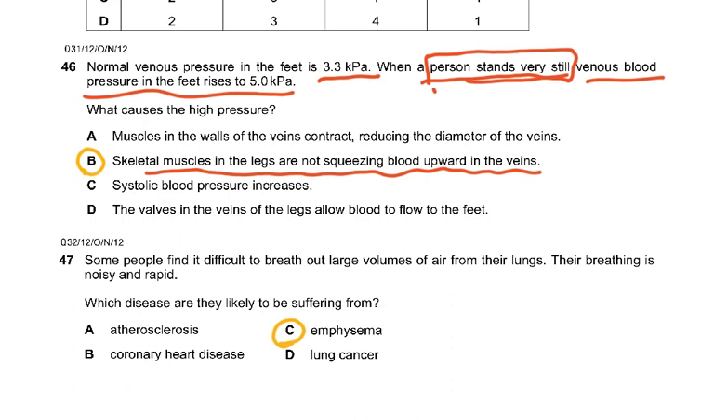Then question number 47. Some people find it difficult to breathe out large volumes of air from their lungs. Their breathing is noisy and rapid. Which disease are they likely suffering from? Yes, that would be emphysema, because you have problems with less surface area for gas exchange, and all the elastic tissue in the alveoli is being destroyed, so less elastic recoil.